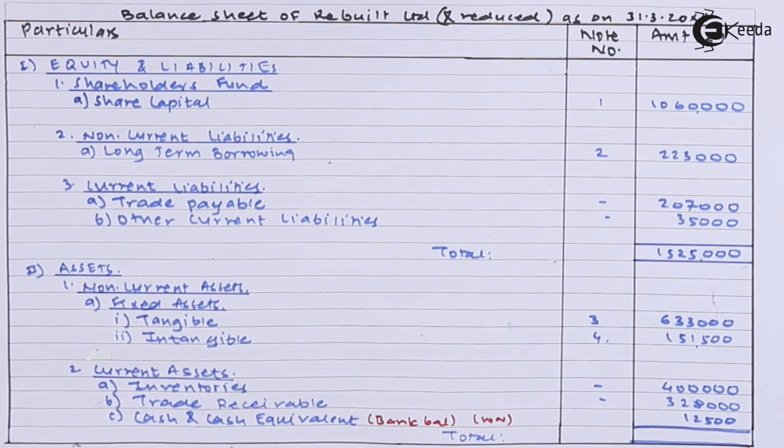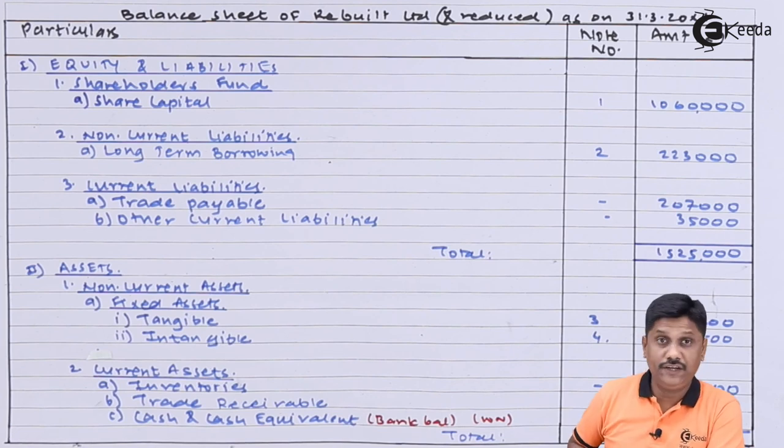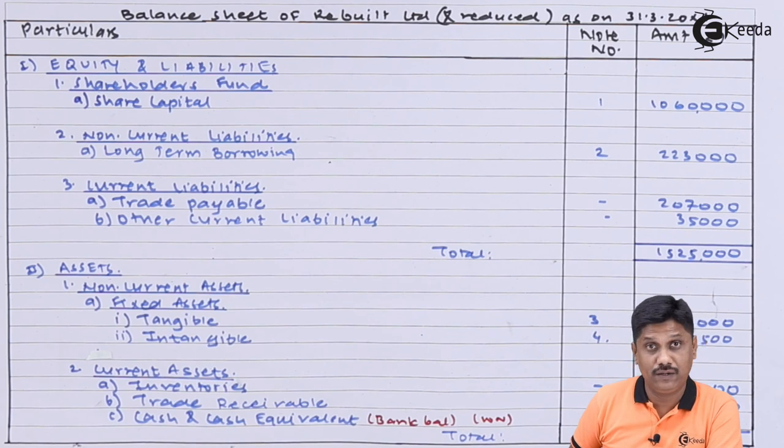So I have noted this and now my asset side is also recorded and it is complete. Now I can take a total. This total is also 15,25,000. In this way, this balance sheet also tallies. So friends, definitely sure shot, a question on this topic will come in the exam. You have to prepare it very carefully.